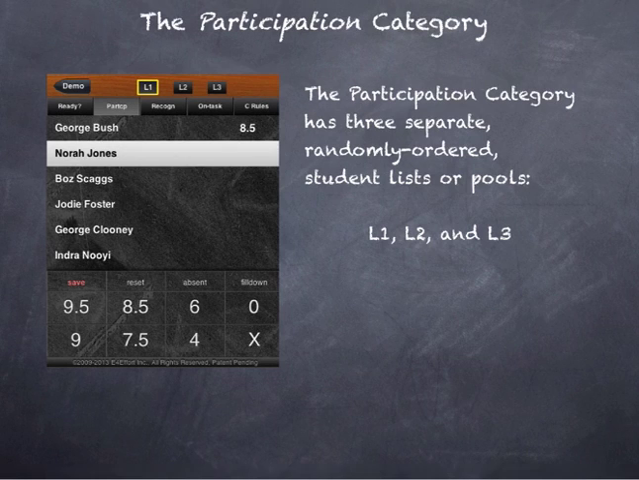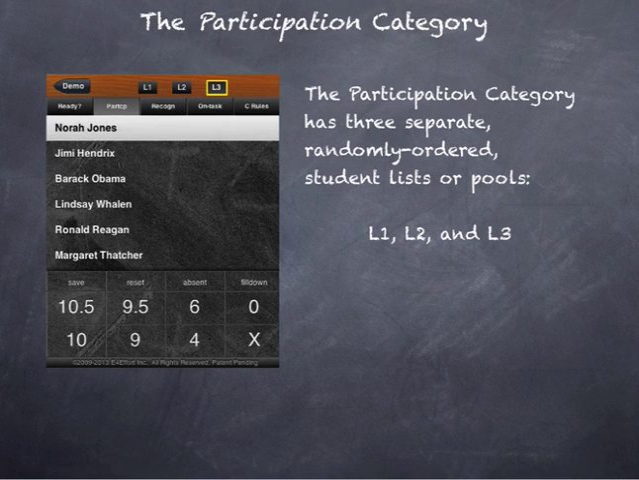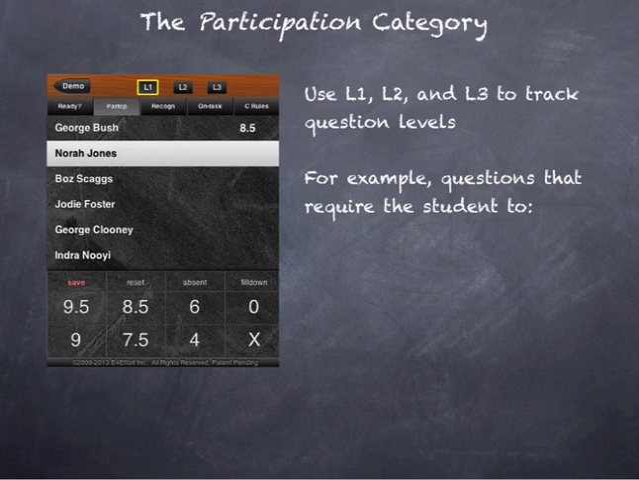One last thing I want to mention is that the participation category has 3 separate randomly ordered student lists or pools, L1, L2, and L3. During this screencast I've been continuously using the L1 pool. Give some thought as to how you might like to use the L2 and L3 pools. Some teachers choose to use them to designate higher level questioning.